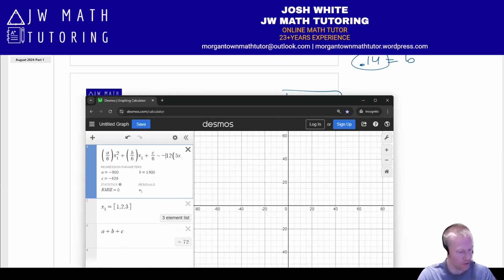Again, I'm using a regression. I'm using left side tilde right side. Every x becomes x1, and then I define x1 as a list. I put at least 3 elements in it. A plus b finds a plus b plus c.